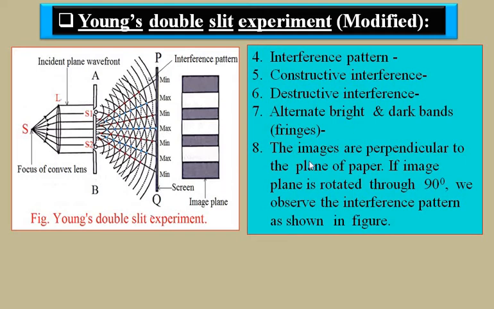The fringes are perpendicular to the plane of the paper. The bright and dark points and their images are perpendicular to the plane of the paper. If the plane is rotated through 90 degrees, we observe the interference pattern on the screen as shown in the figure.